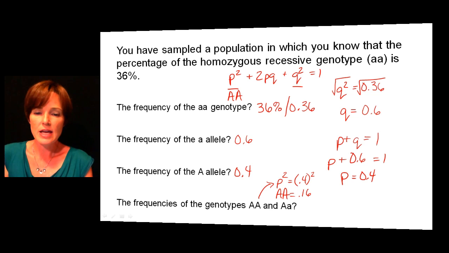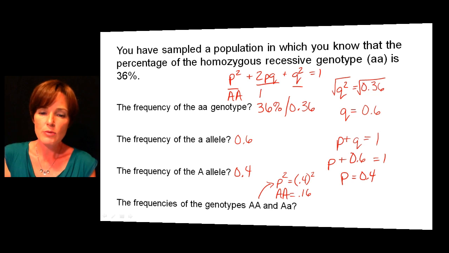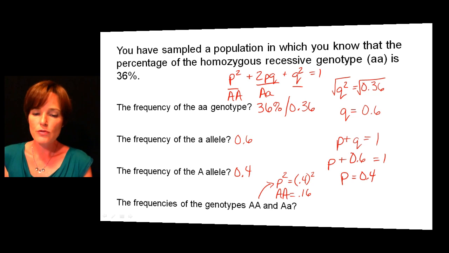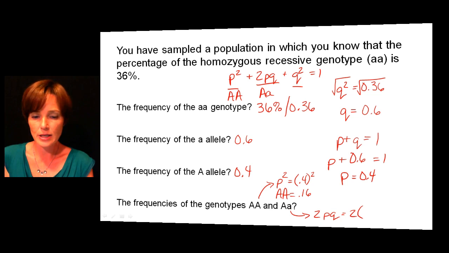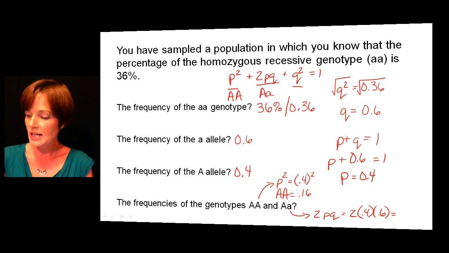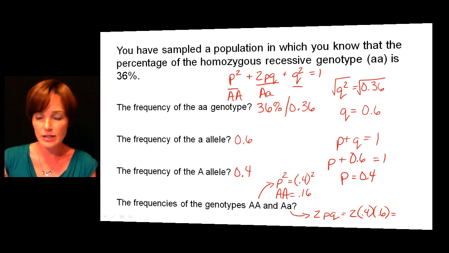And then if we're talking about the heterozygous ones, that would be the 2PQ. So for the heterozygous ones, we're going to take 2 times the frequency for P, which is 0.4, times the frequency for Q, which is 0.6, and then we're just going to multiply that out. So go ahead and plug that into your calculator right now.